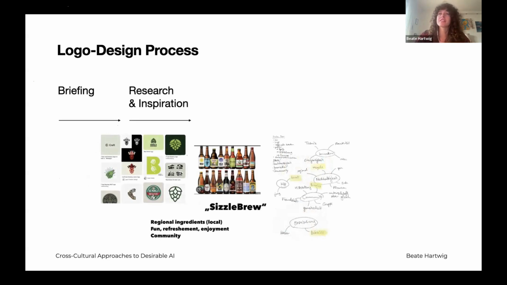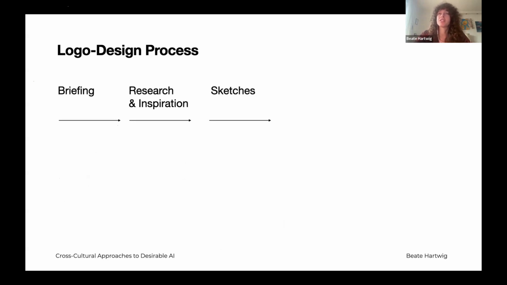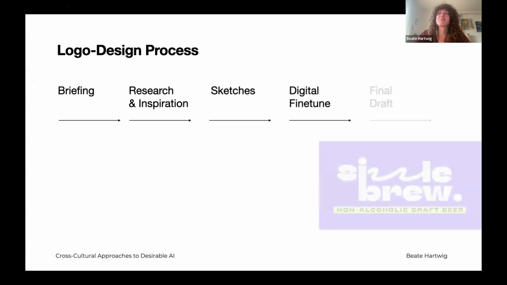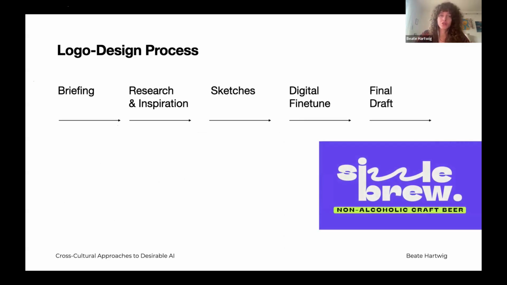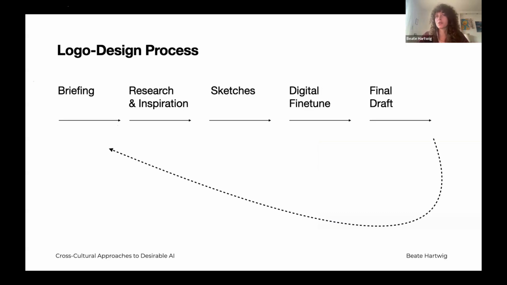And with this briefing, usually without AI tools, we go in the next step into a research and inspiration phase: sketching, searching for other brands, brainstorming what we want to focus on. And then from here, sketching out first ideas. And from this sketch phase, usually on paper, because it's just way quicker, we jump into a digital fine tune. And then maybe in the last step, we end up with a final draft. And of course, in the real world, this process is iterative. So meaning we circle through these stages until the customer or whoever we are designing for is happy with the final design.